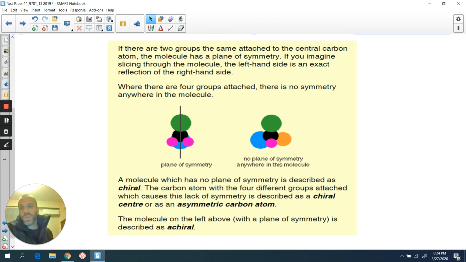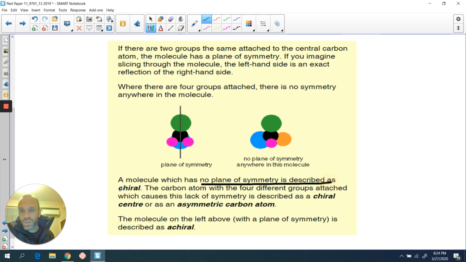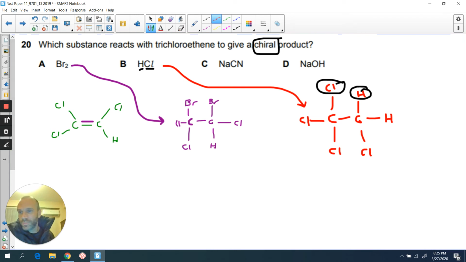This was the best explanation I could find for what exactly a chiral product would be. If we look down here, we're looking at the idea of symmetry. It says a molecule which has no plane of symmetry is described as chiral. And for it to have no plane of symmetry, essentially what you've got to have is 4 different groups attached to the central carbon. If we have that unique kind of arrangement, then we have basically what we'd say is a chiral compound.